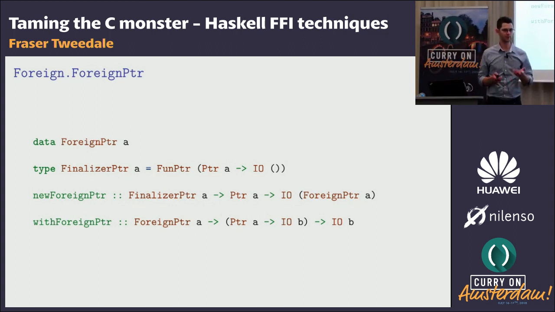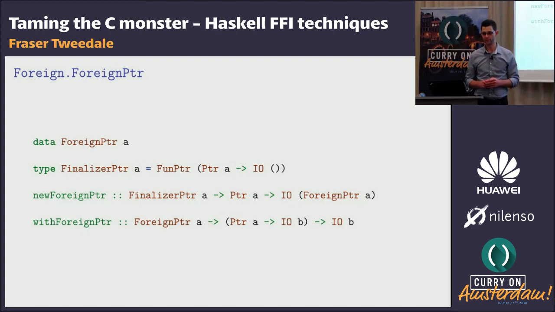So you don't need to explicitly manage this memory or be aware of the context in which this memory was allocated, but rather you can just hand control over to the garbage collector and say, when I'm finished with this object, you please clean it up. So a FinalizerPtr is just a type synonym for a function pointer of the type Ptr a to IO unit, that is a destructor.